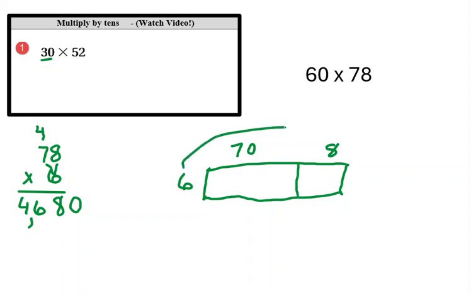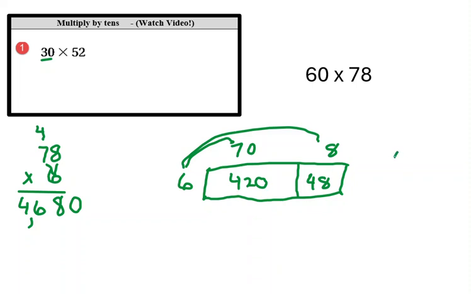So I'm going to go 6 times 8. That's 48. I'm going to go 6 times 70. Well, 6 times 7 is 42, plus there's 1 zero right there, so I've got to put that right there, and that's 420. Now, these are both partial products right here.